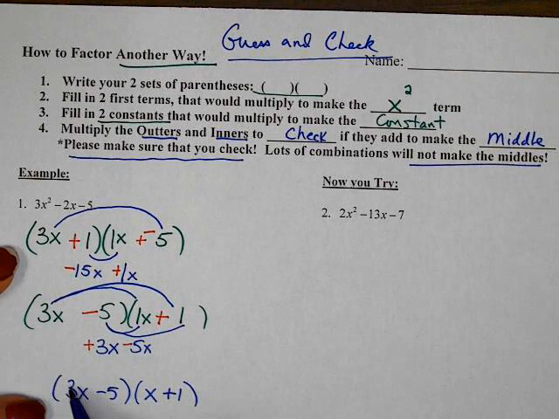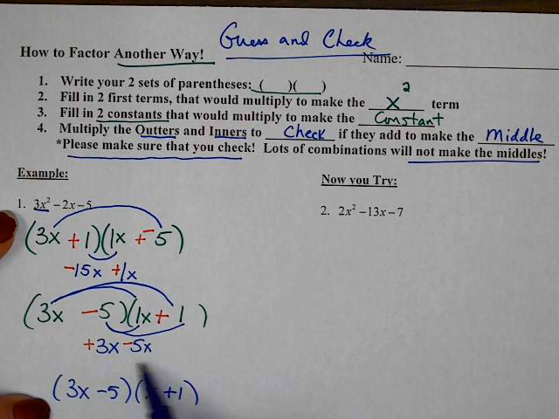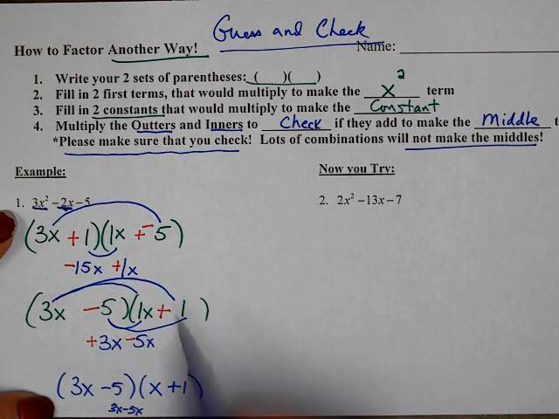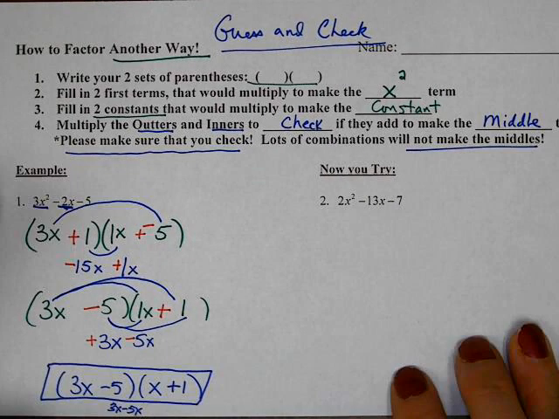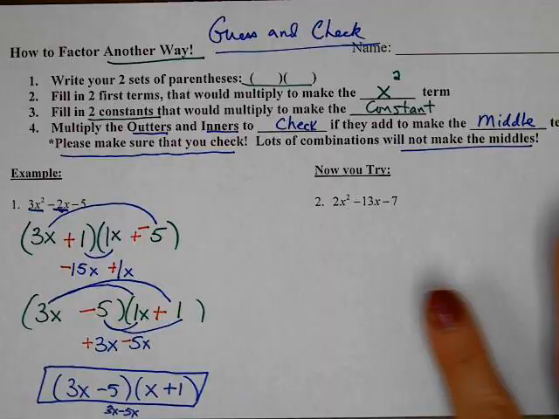Does that work? 3x squared, good. And then the outers and the inners: that's 3x minus 5x. Yep, that makes the middle term. And then the lasts, negative 5. So this works. If this method is totally confusing and you don't like it, we could always go back to drawing the boxes and doing the MA table. Here's another guess and check.